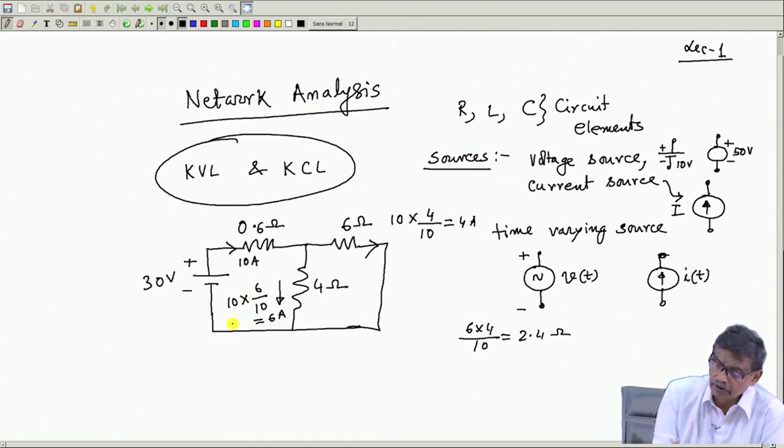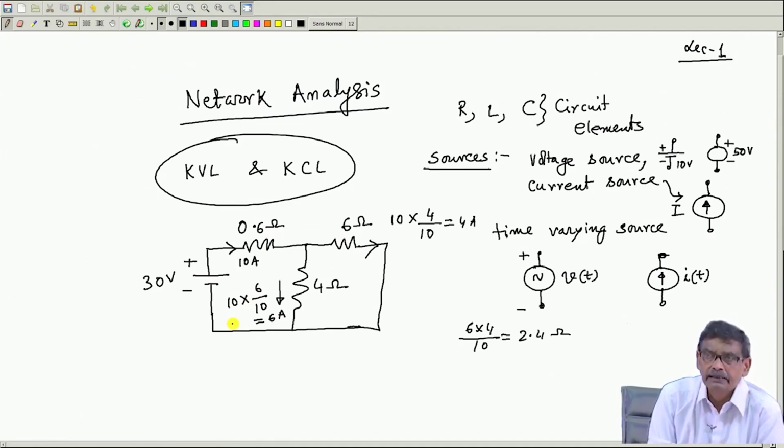Therefore, after you have solved this circuit, I know the currents in all the branches and all the parameter values are known. Of course, here I have considered only resistances, it does not matter, we will see later. Now, the question is, what is the voltage drop across this 0.6 ohm resistance? I into R is the voltage drop.